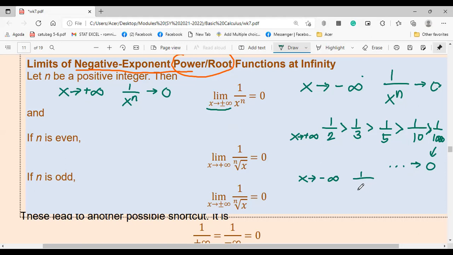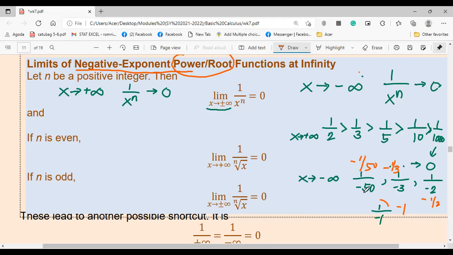What if you have x that keeps on decreasing? You can have 1 over negative 50, 1 over negative 3, 1 over negative 2, 1 over negative 1. Tapos makikita mo na this is negative 1. Excuse me, this is negative 1/2. This is negative 1/3, negative 1 over 50. So, ano mapapansin natin dito? Okay, is it increasing or is it approaching 0?